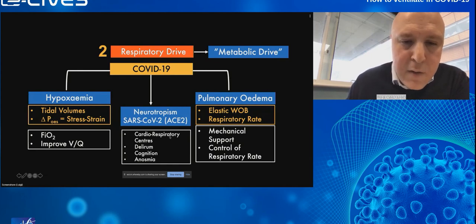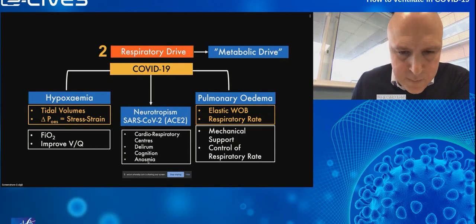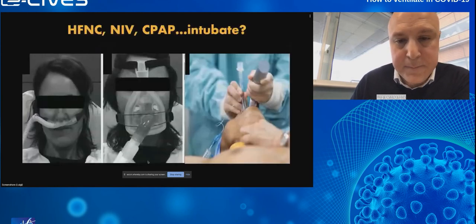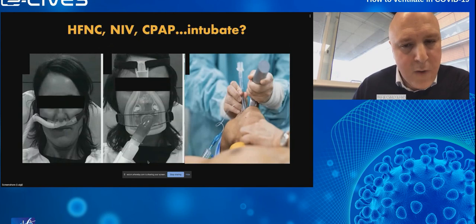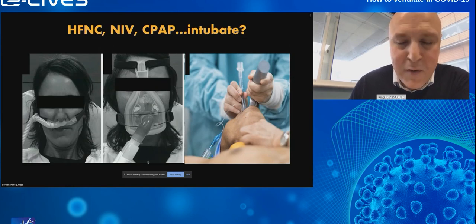But I think the neurotropism is important and has to do with delirium, cognition, the frequently reported anosmia that some of these patients present with, and clearly the cardiorespiratory compromise, which some patients have, to the extreme of having an unexplained cardiac arrest. So the question is what to do next. And clearly there are a series of options.